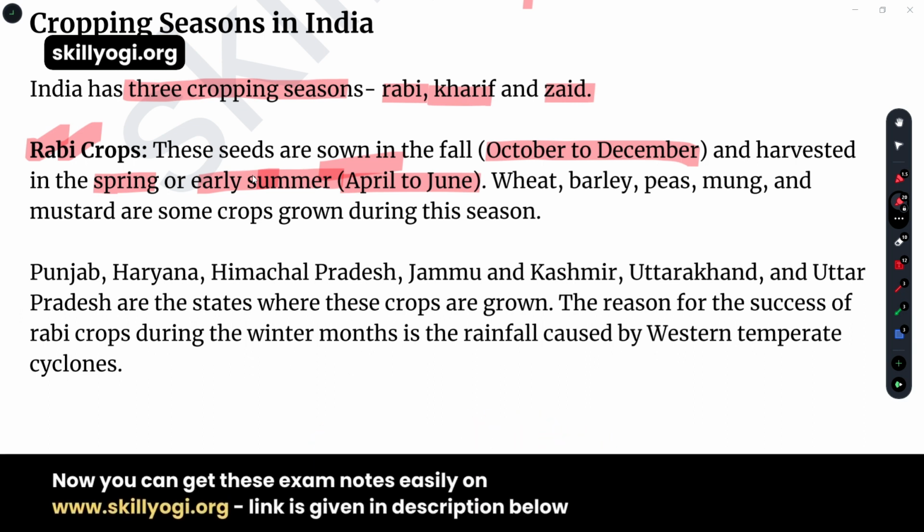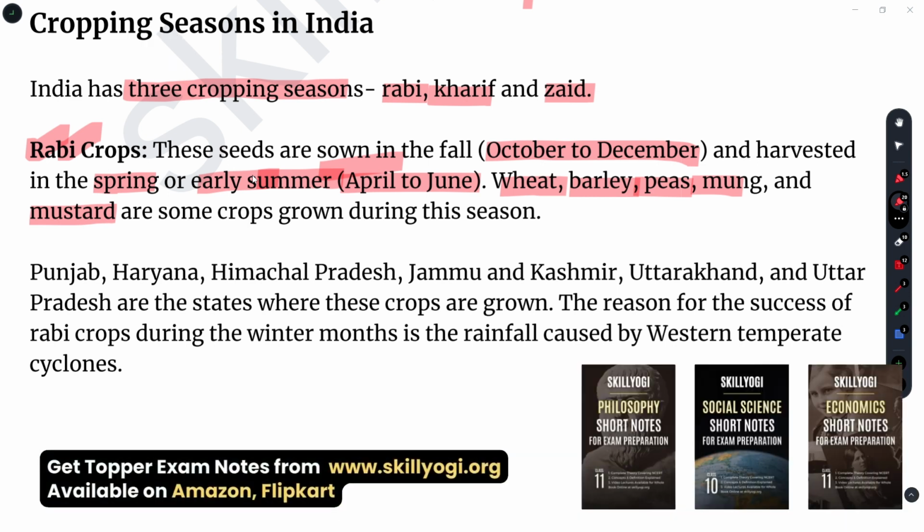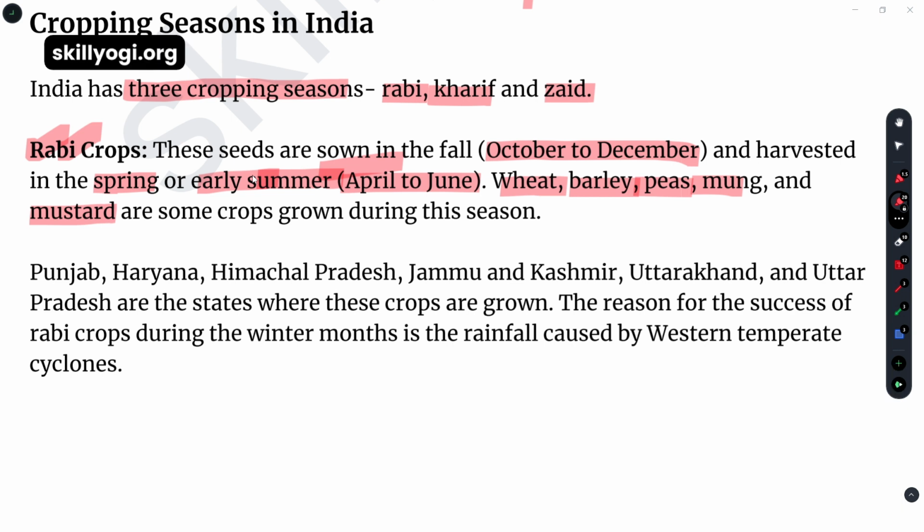Which are the crops basically growing in this cropping season? Wheat, barley, peas, mung, mustard. These are the 5 crops, and some other crops are also there, but these 5 crops are very important for this cropping season, the Rabi crop, and these are the crops growing during this season.